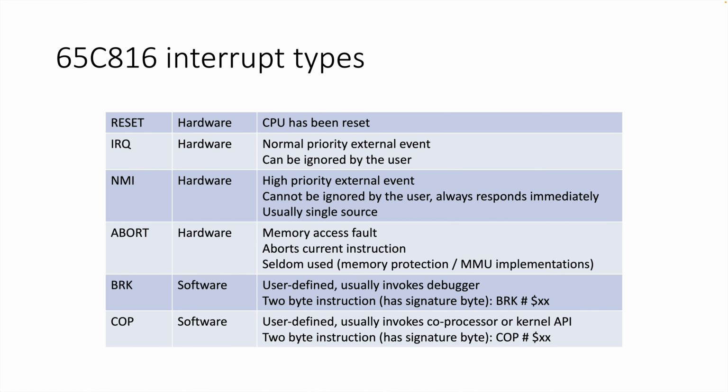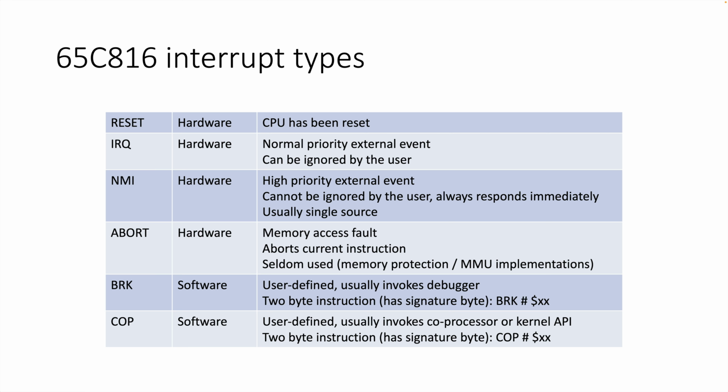Looking specifically at the 65C816 and its interrupt types, we can see we have 6 different types of interrupts. The first one is the reset interrupt. It behaves like an interrupt because it starts executing code from an interrupt vector, which we'll talk about later. But of course, the behavior is quite different, because when reset is asserted, the CPU will reset and start again from the top of the program. So it's kind of a weird interrupt, if you want.